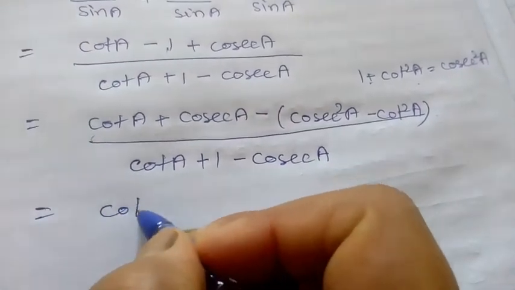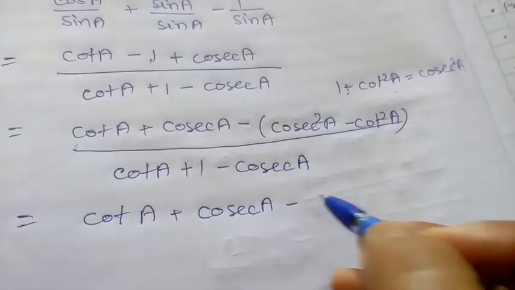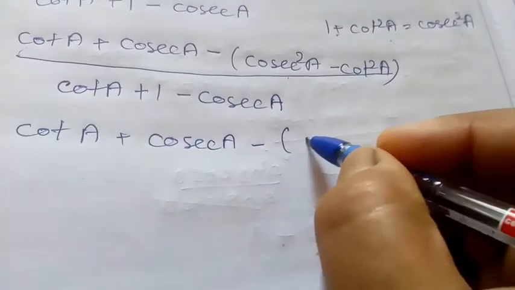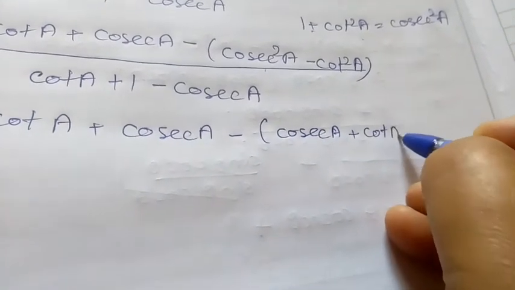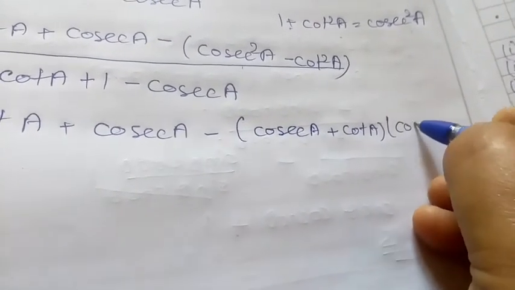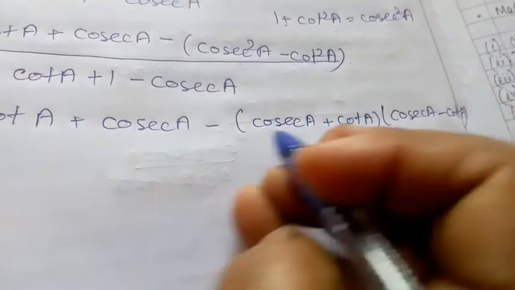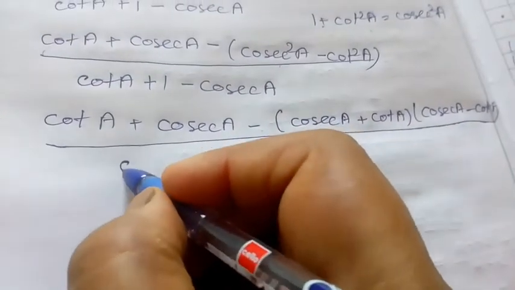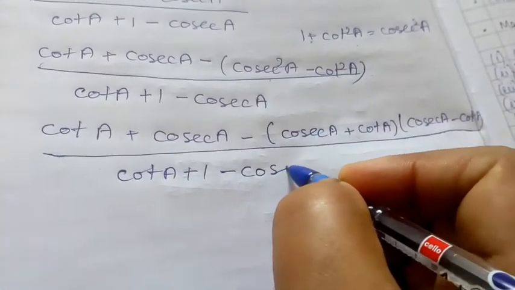Next, a very important question. This is very important. Cot A plus cosec A minus cosec square A minus cot square A. Like a square minus b square is a plus b and a minus b, cosec A plus cot A into cosec A minus cot A. And the denominator remains the same: cot A plus 1 minus cosec A.